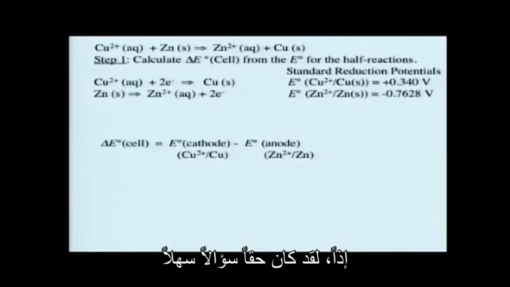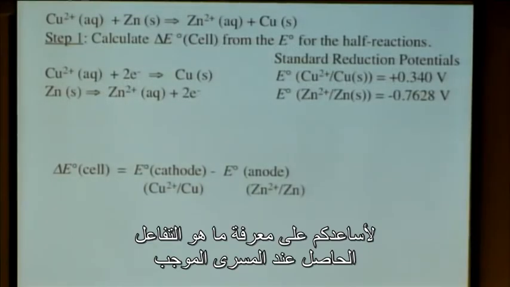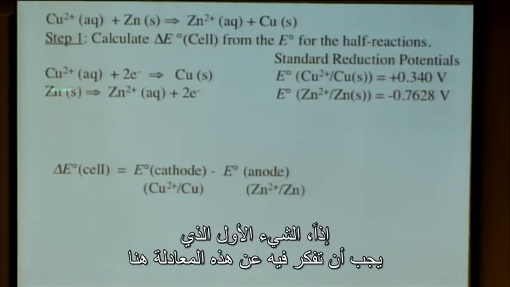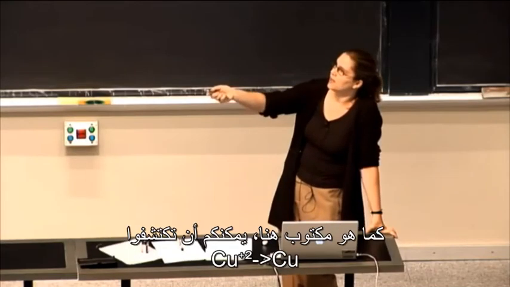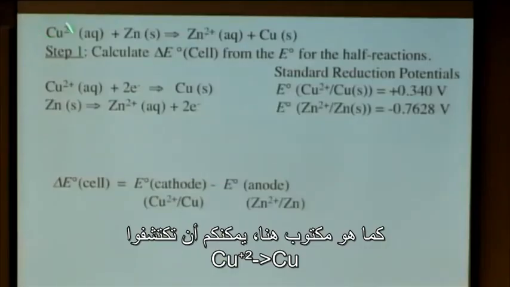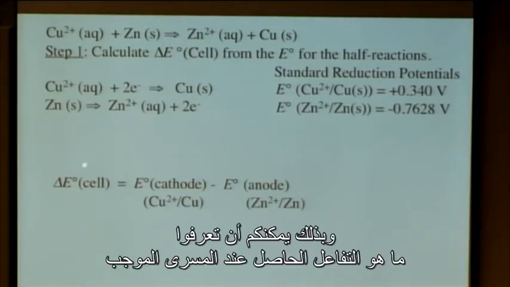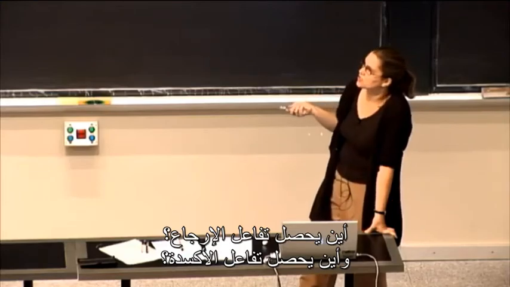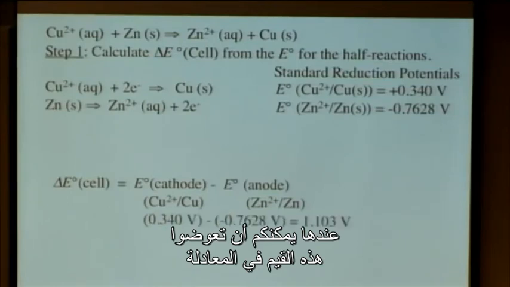This was pretty easy. I didn't actually mean for these two things to show up to help you out with what the reaction at the cathode and the anode was, so that was an easier question than I had intended. First you need to think about, if you're given an equation, what's happening at the cathode and what's happening at the anode. As it's written, copper plus 2 is going to copper solid, and zinc solid is going to zinc plus 2. So you can think about which is the cathode reaction, which is the anode, which has a reduction, and which has an oxidation going on. Once you know which couples you're talking about, then you can plug in your values.